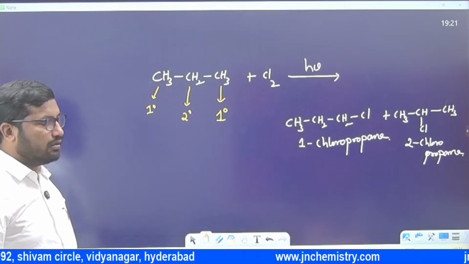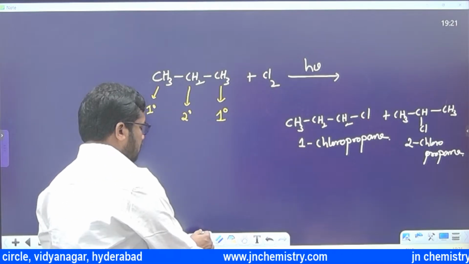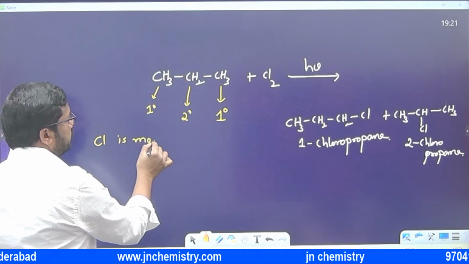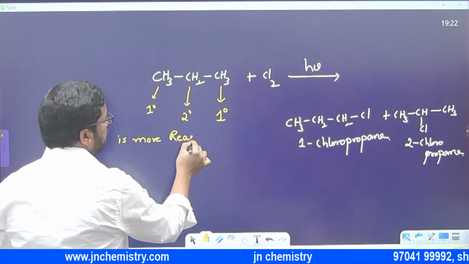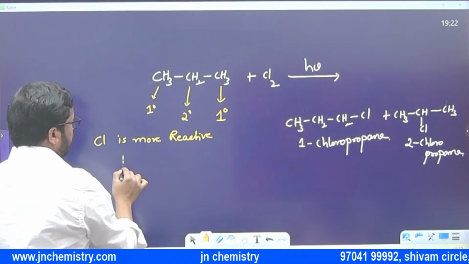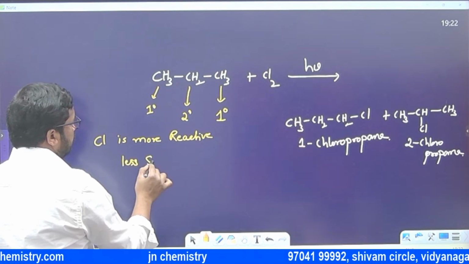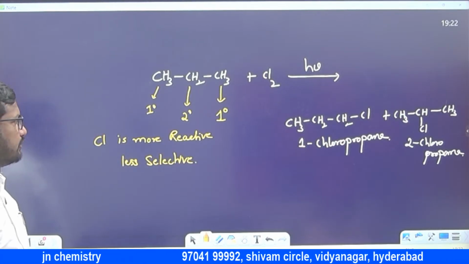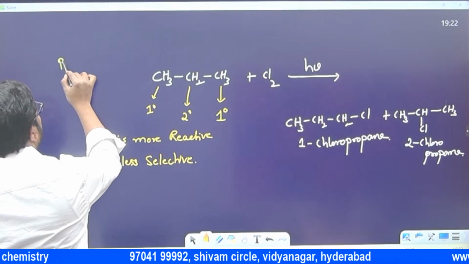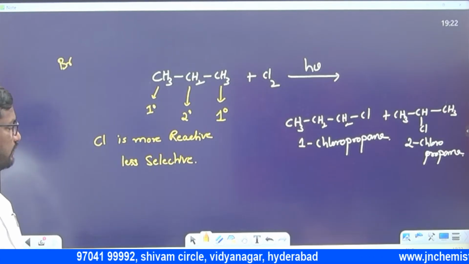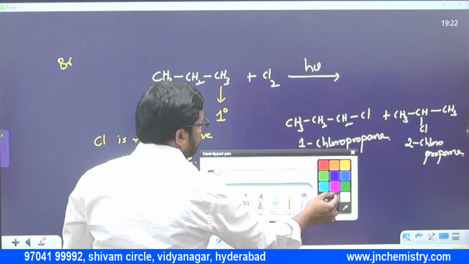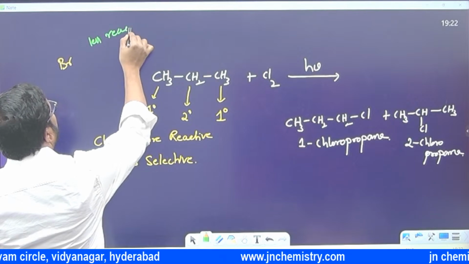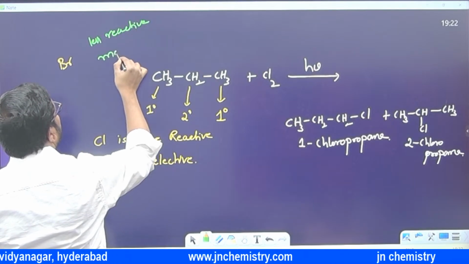Write one statement. Chlorine is more reactive, less selective. More reactive, less selective. But bromine is the opposite. Write it down. Bromine is what? Less reactive, more selective.